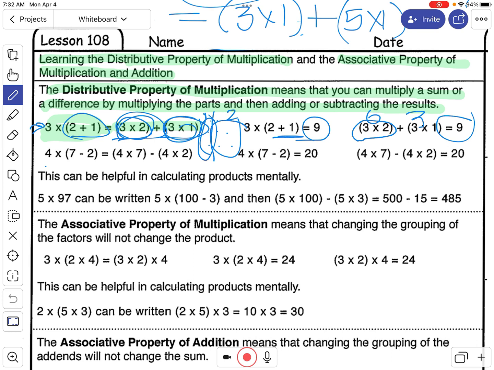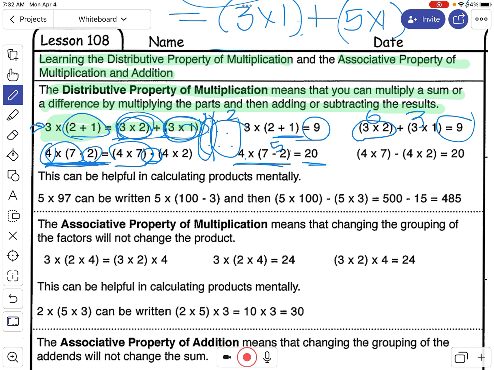Another example. 4 times 7 minus 2 is the same thing as doing 4 times 7 minus, because it's subtraction here, 4 times 2. Let's prove that. If we do this first one right here, it looks like this. 4 times 7 minus 2. 7 minus 2 is 5.